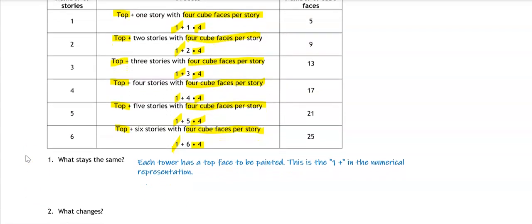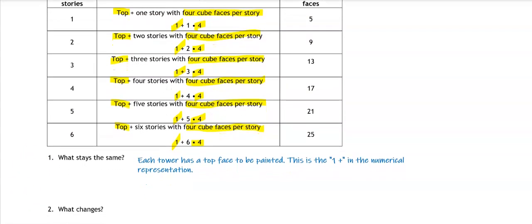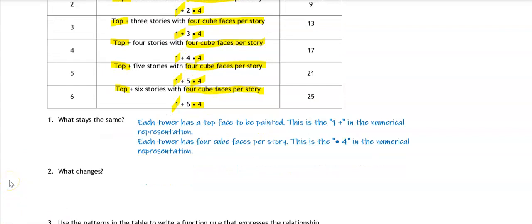So we'll go down here and get that typed in. We can see also that in addition to the top that stayed the same, each tower has 4 cube faces per story. This is the times 4 in the numerical representation, and you can see it in each one of those. Perfect.